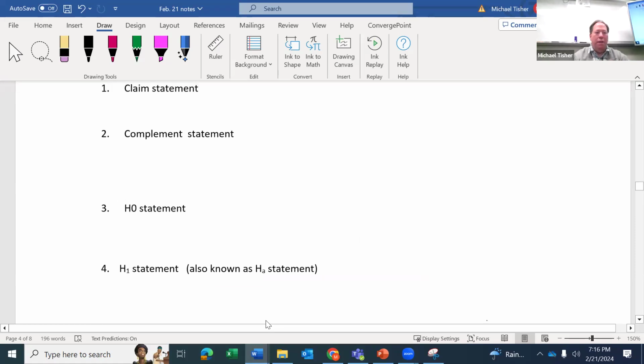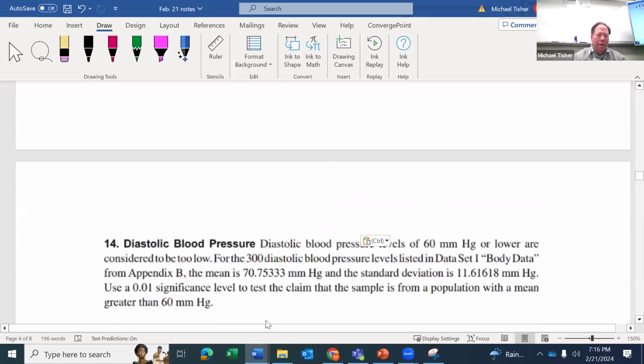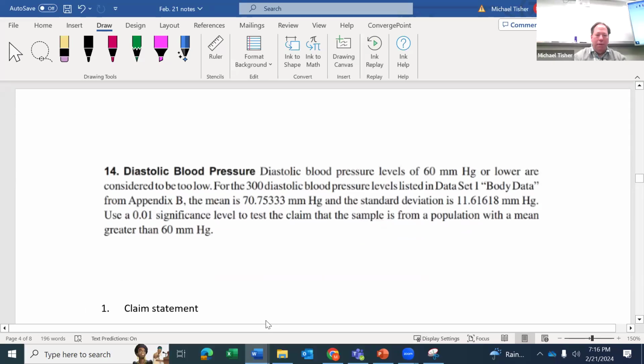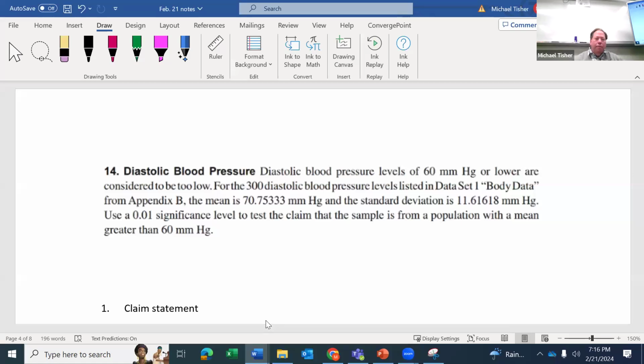Okay, so everybody fill in just the 1 through 4, and then once everybody fills in 1 through 4, we'll proceed from there. And here's the problem again. We were claiming that the sample is from a population with a mean greater than 60. So do the claim, complement, H0, and HA.